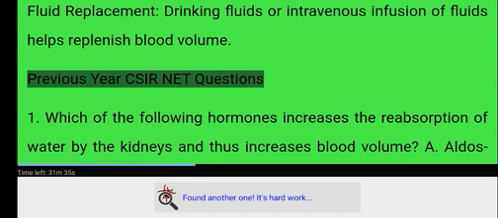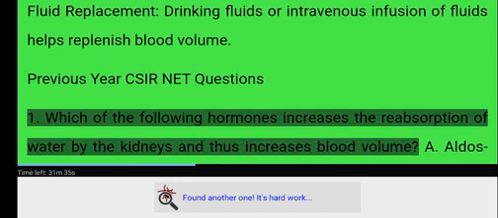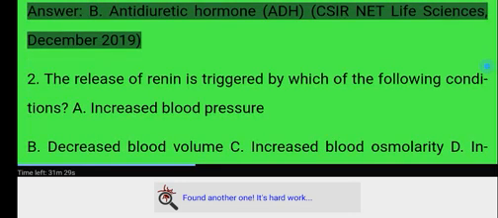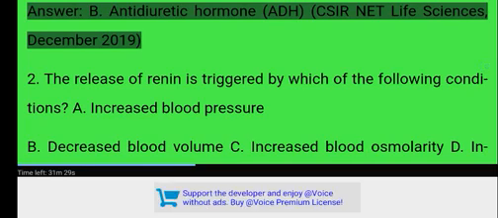Previous year CSIR NET questions. 1. Which of the following hormones increases the reabsorption of water by the kidneys and thus increases blood volume? A. Aldosterone. B. Antidiuretic hormone, ADH. C. Atrial natriuretic peptide, ANP. D. Cortisol. Answer: B. Antidiuretic hormone, ADH. CSIR NET Life Sciences, December 2019.